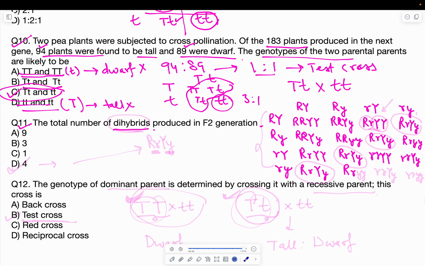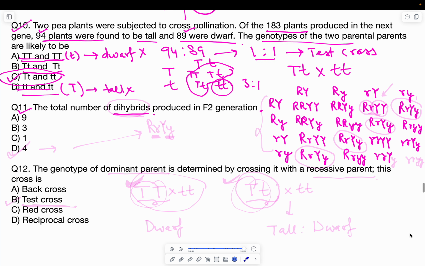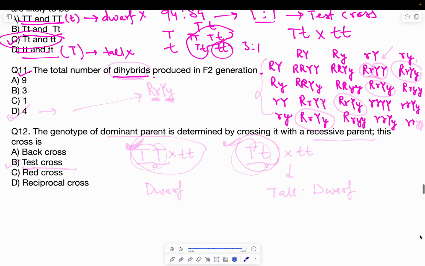So it's a very important question. This question was asked in the Junior Science Olympiad. The answer will come out to be, they want to know the total number of dihybrids. Dihybrids mean hybrid for both the alleles. It should appear like this.